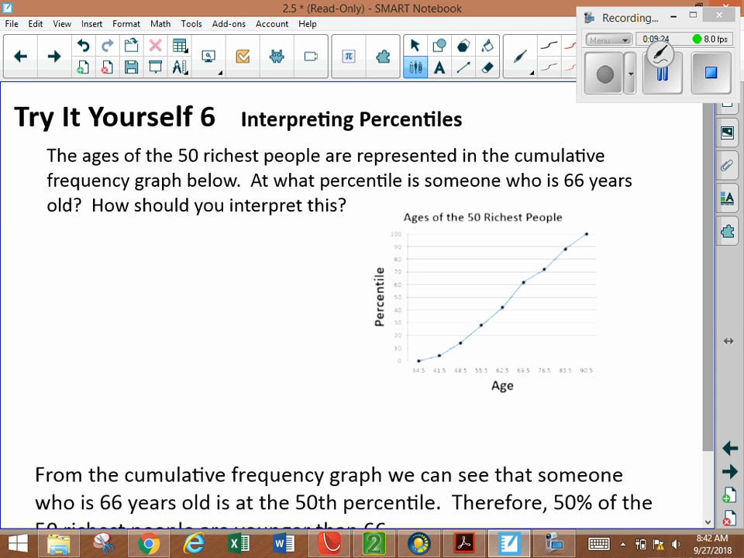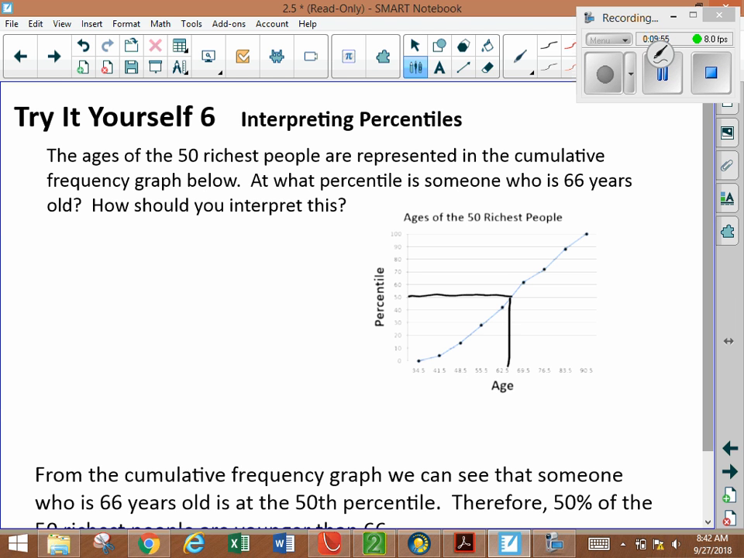Someone who is 66 years old, so you're going to go to your age. You're going to find 66 somewhere around here. What percent is that? 50. So that's how you're going to do it. You're going to match the age. You draw a little line, and you'll match it to the percentile. And that's going to tell you what percentile they are.